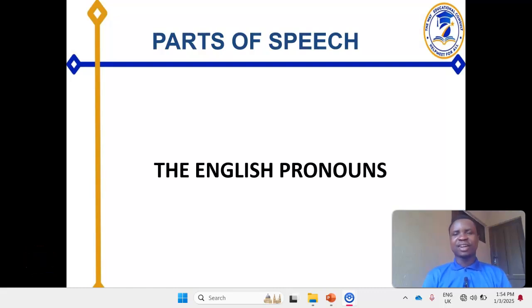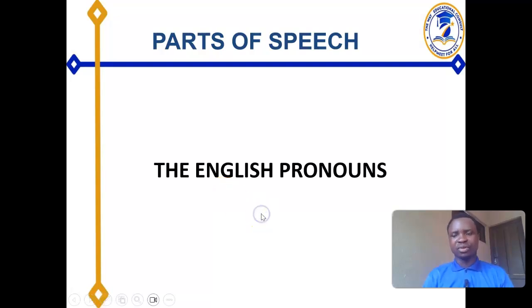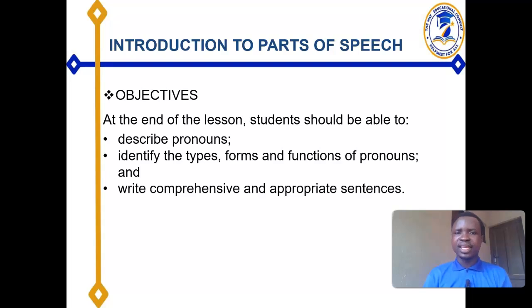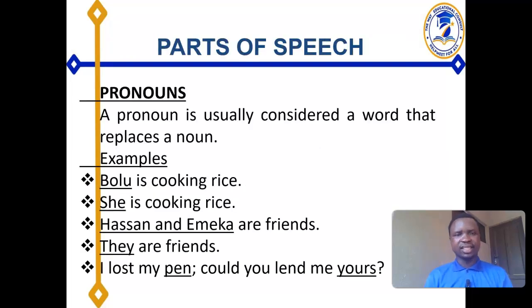Welcome back to the English class on parts of speech. In this one, we want to focus on English pronouns. This is not a strange topic to us, but we still need to give it the requisite attention that it demands. At the end of this class, you should be able to describe pronouns, identify the types, the forms, the functions, and then write comprehensive and appropriate sentences in English.